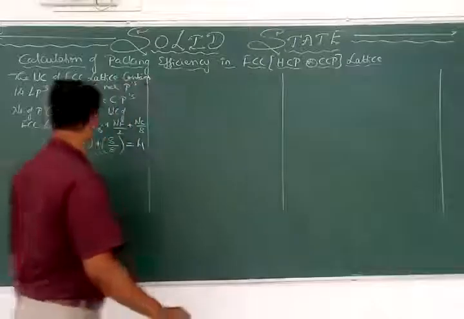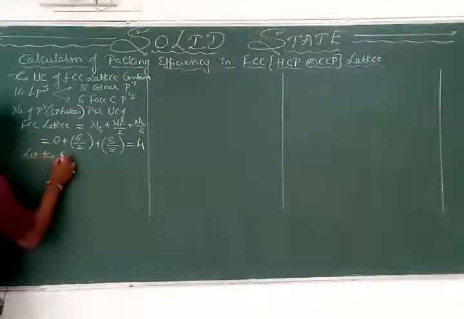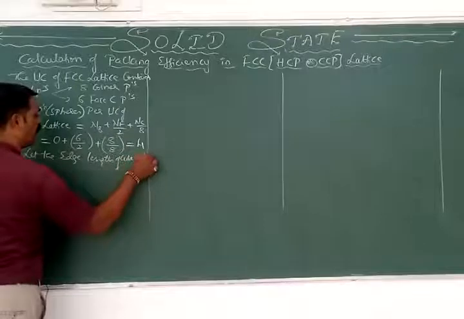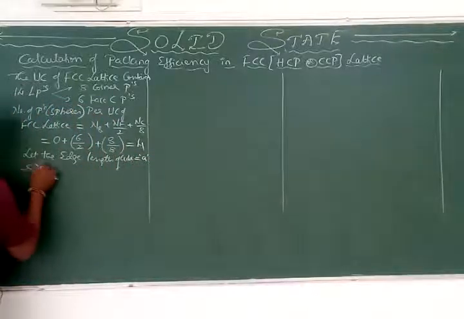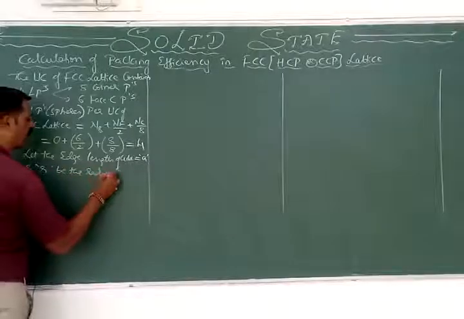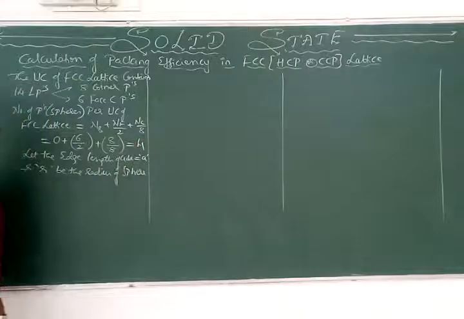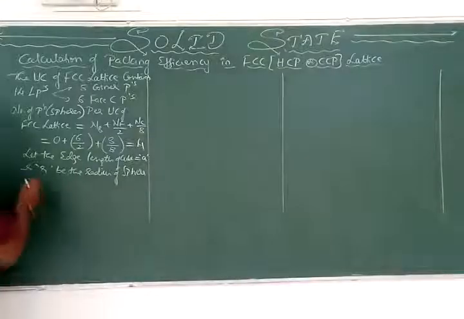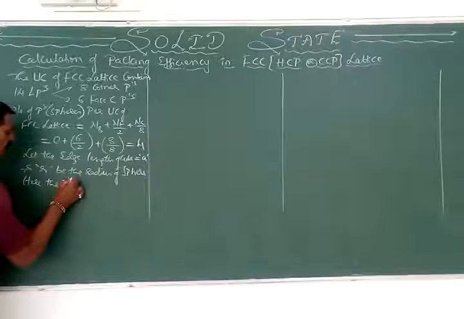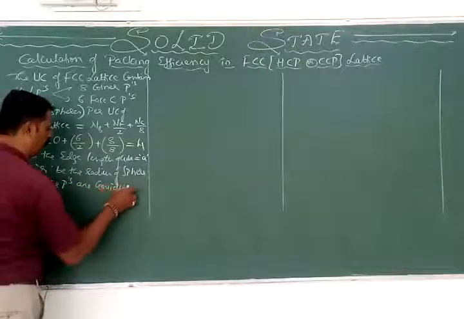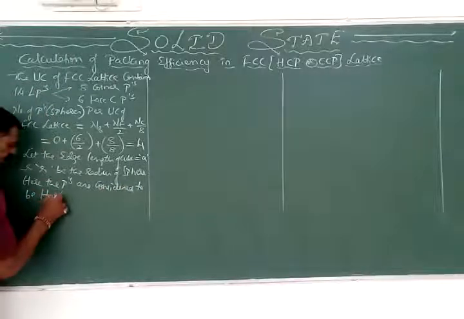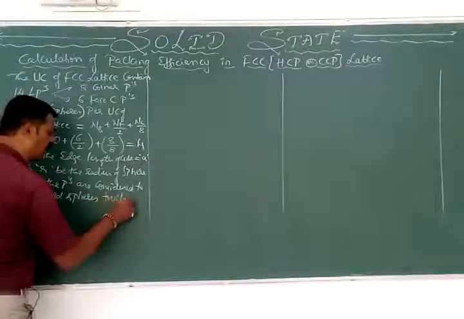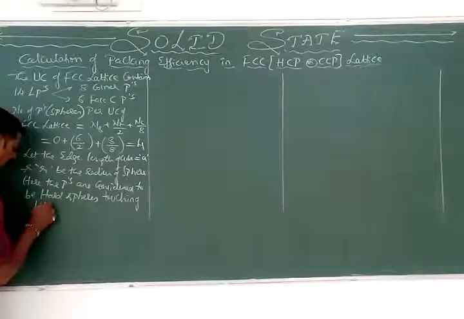Now let the edge length of the cube be equal to A, and R be the radius of that particular sphere, because we have to choose a sphere. The radius is R and the edge length of that cube is A. Here the particles are considered to be the same hard spheres, touching with each other. They must have close contact with each other.